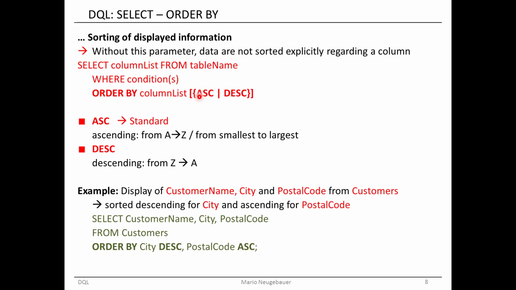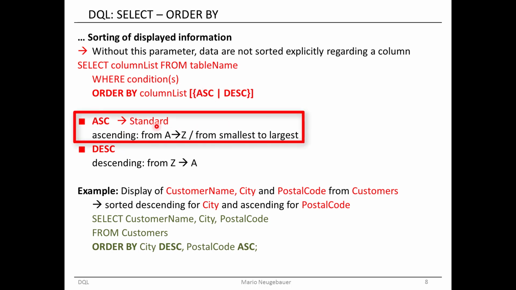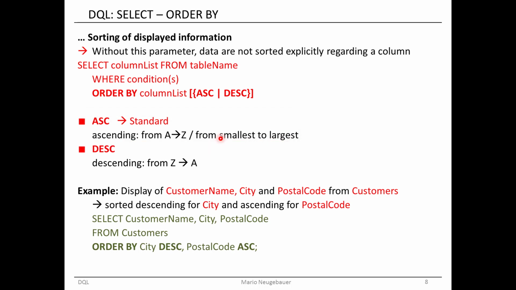What does ascending or descending mean? Ascending actually is the standard, and ascending means that we sort from A to Z or from smallest to largest if we have some values in this column. So it refers to the column which is named here, and we say that we want to sort from A to Z or from smallest to largest. And vice versa, if we have the descending named here with the 4 letters DESC, then we mean that we want to sort descending from Z to A or from largest to smallest.